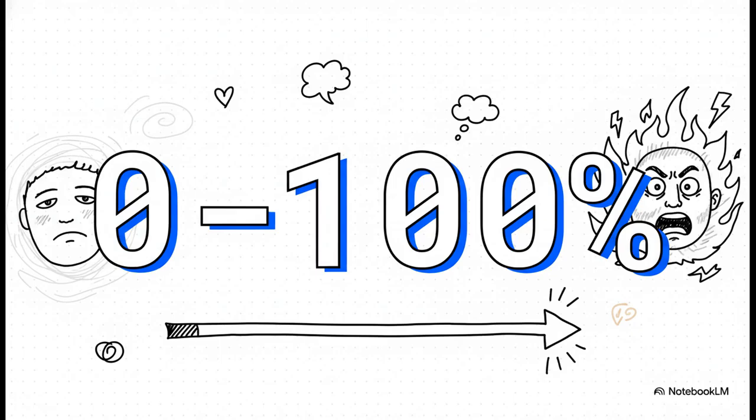Our classic go-to tool for this is the 0 to 100% scale. The key is to anchor it correctly. You've got to explain that 0% means you're not feeling it at all, and 100% is the absolute most intense you could ever imagine feeling that emotion. That gives you a consistent way to measure things week to week.